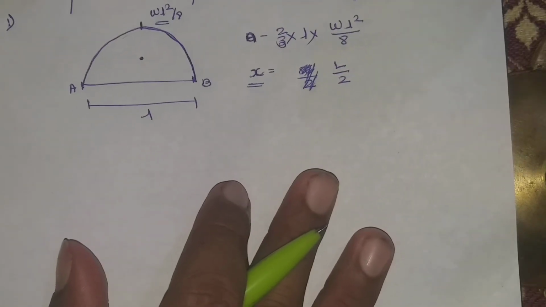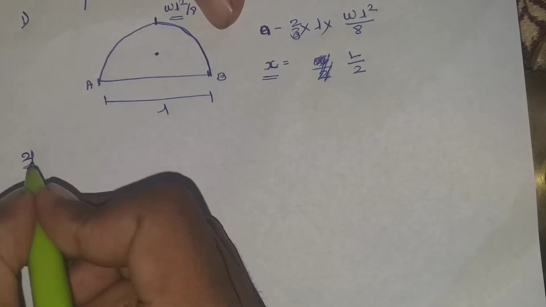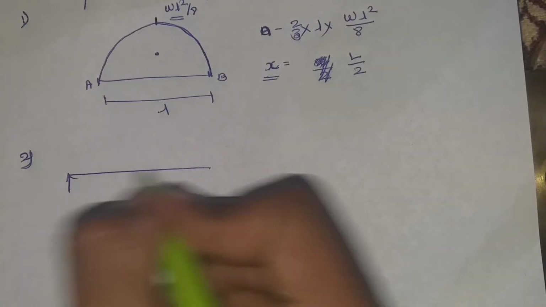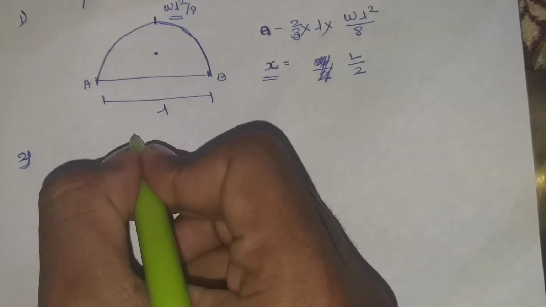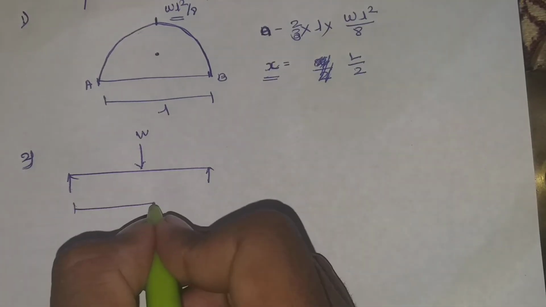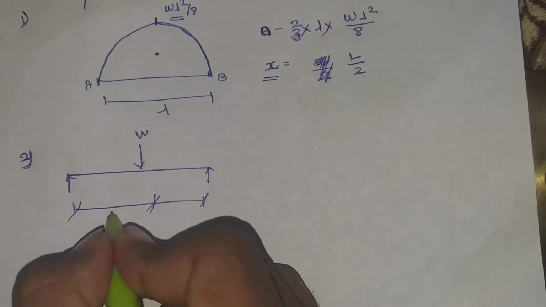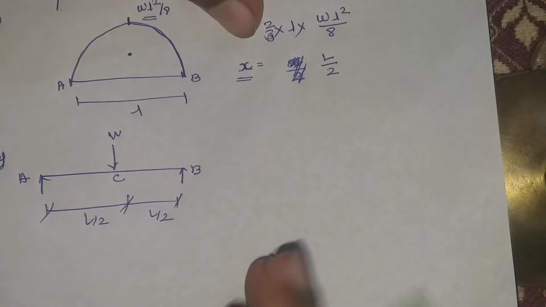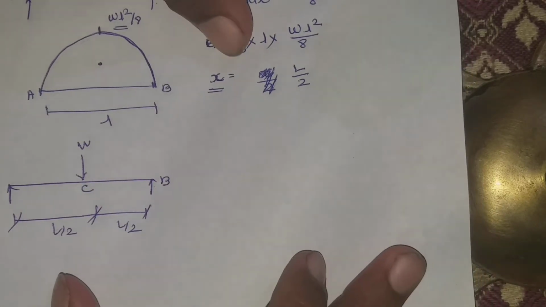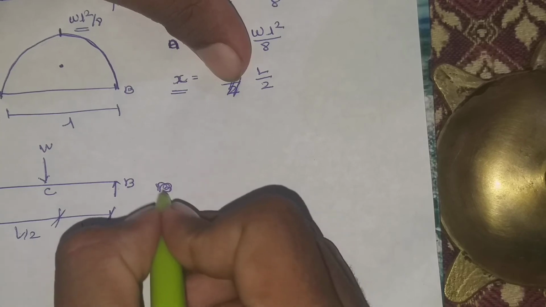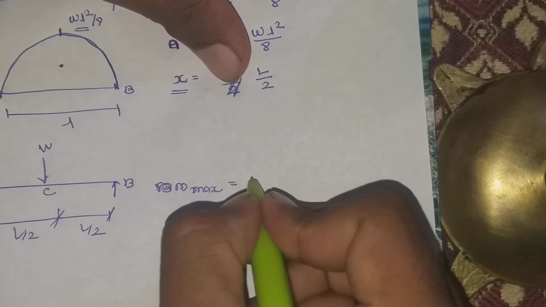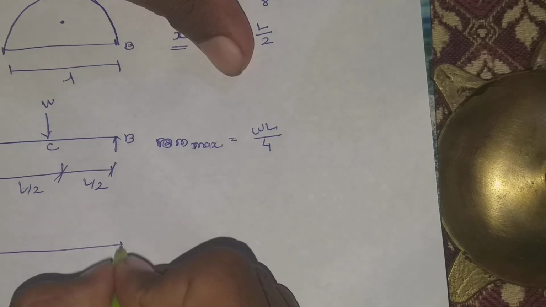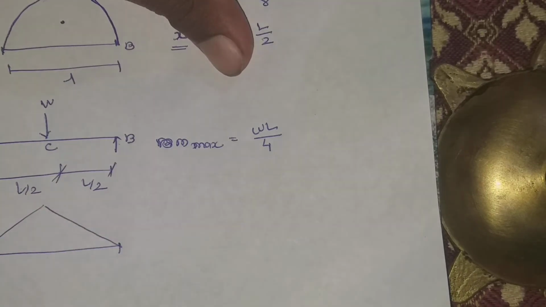Our second case is the beam carrying a point load at its center. Basically, this is L by 2, this is L by 2, here are A and B, and this is the load W at point C in the middle. Here the maximum bending moment is WL divided by 4. The diagram of the bending moment is basically triangular.